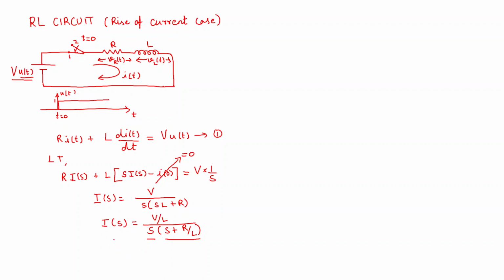Now I am going to apply partial fractions to this function I of s, so that I can split V by L divided by s into (s plus R by L) into a sum of two simple functions, making it easy to apply the inverse Laplace transformation. So let me apply partial fractions. V by L divided by s into (s plus R by L) is equal to A by s plus B by (s plus R by L).